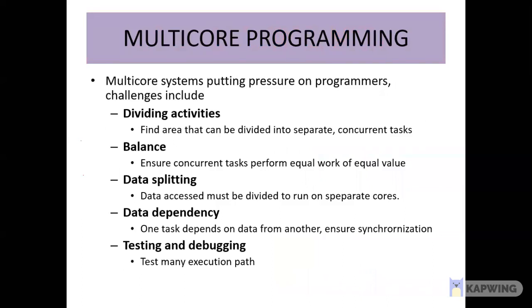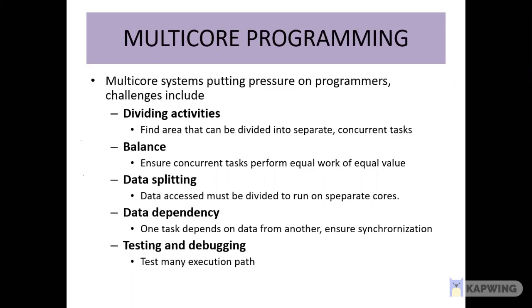Now the next point is multi-core programming. Multi-core means more than one processor. Multi-core systems are putting pressure on programmers. Challenges include dividing activities, meaning an activity should be executed on multiple processors, so we have to divide that activity. Find the areas that can be divided into separate concurrent tasks.